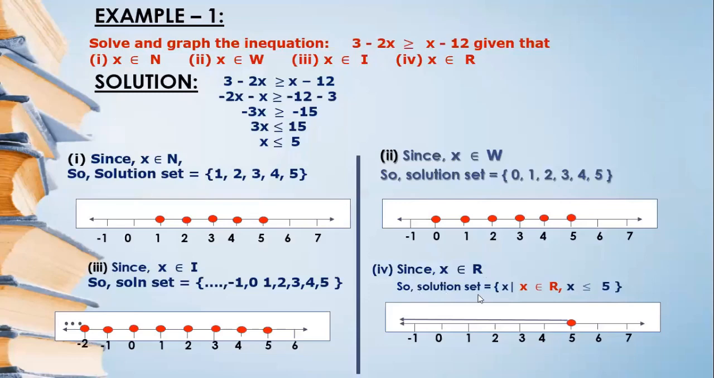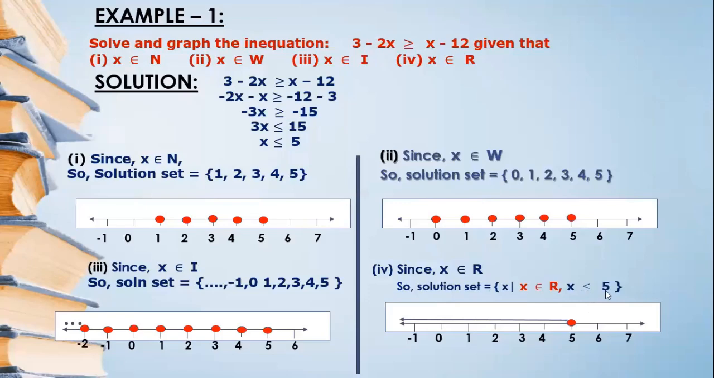Now the case 4 is when x belongs to real numbers. So the solution set on the real numbers, as I told you, we cannot represent in the tabular form because the numbers between two consecutive natural numbers or whole numbers are also real numbers, which are in the form of decimals. So if x belongs to real numbers, then we need to specify its solution set in set builder form. So we will write the solution set is equal to x, where x belongs to real numbers and the same condition of the solution, that is x is less than or equal to 5.